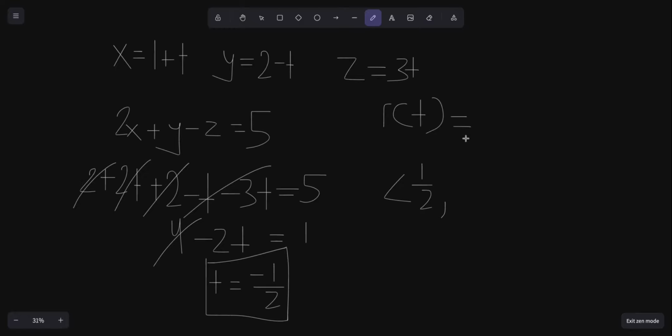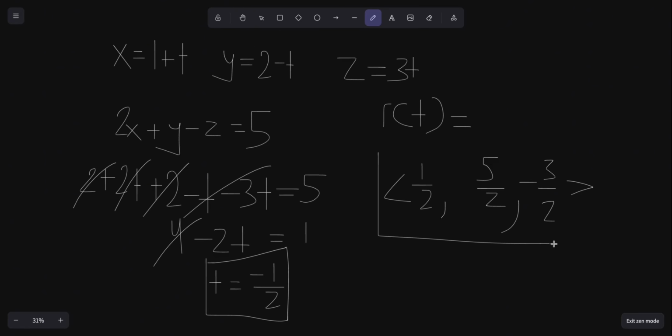Let's see, that's going to be 2 and 1/2. And then that's going to be negative 3/2. All right, let's just write this as 5/2. And there we have it. That is going to be our answer.